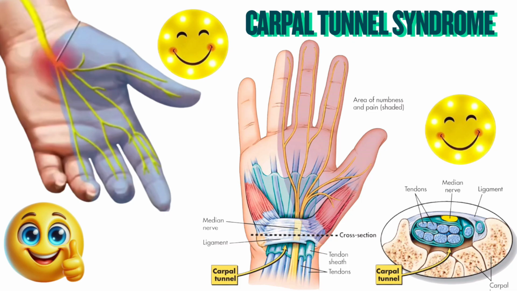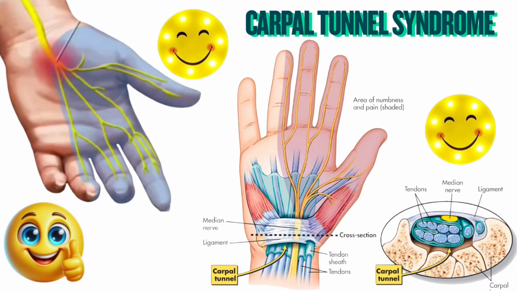Now let's understand why this happens. The basic mechanism is raised pressure inside the tunnel, which reduces blood flow to the nerve, causing ischemia and damage. This can be due to repetitive wrist movements, overuse from typing or machinery work, wrist fractures, arthritis, or even hormonal and fluid changes during pregnancy. Systemic conditions like diabetes, hypothyroidism, and rheumatoid arthritis are frequent contributors.